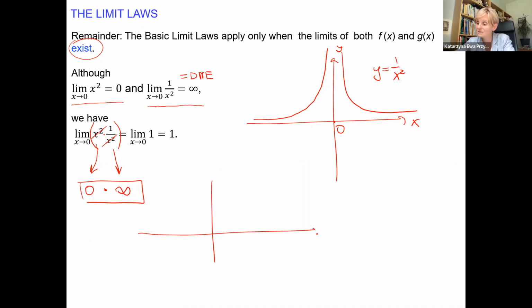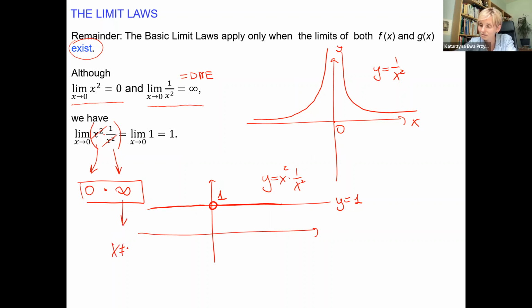And since we simplify this product, that means this function, x squared times 1 over x squared, when we simplify, is 1. It's just the constant 1. But we still have to remember this function is not defined at 0. That means we will have an open dot, an open circle, because we can see that that point was not defined at 0.